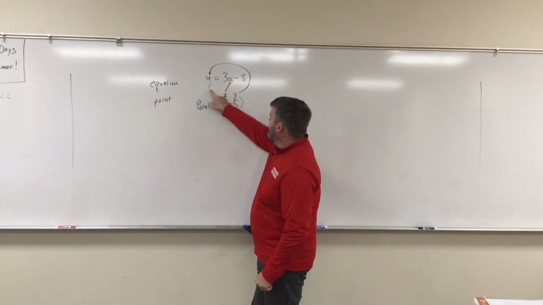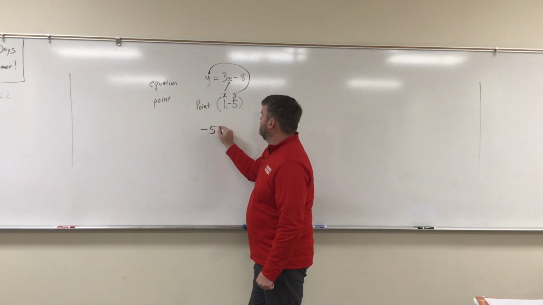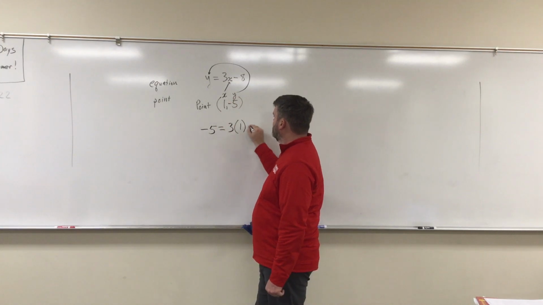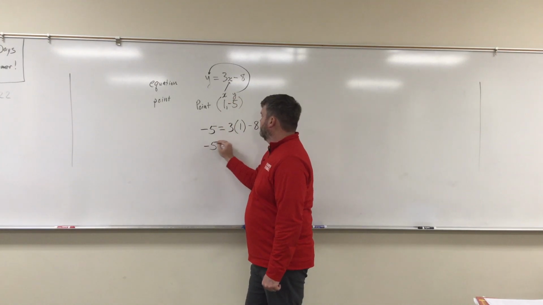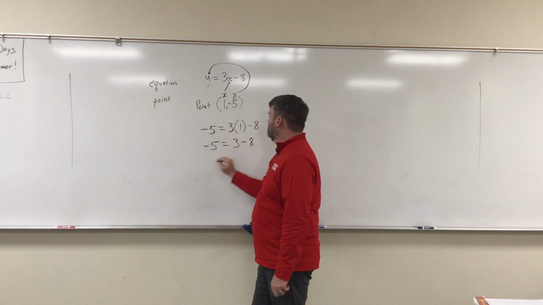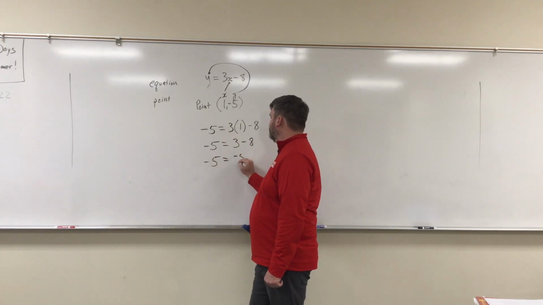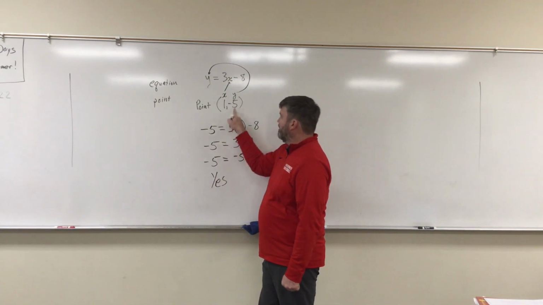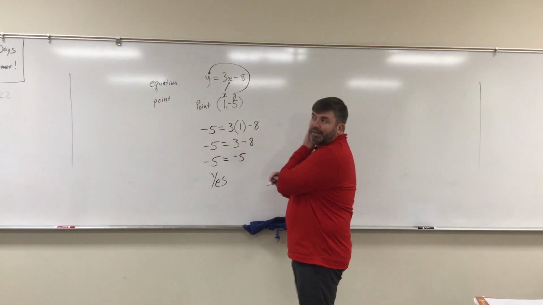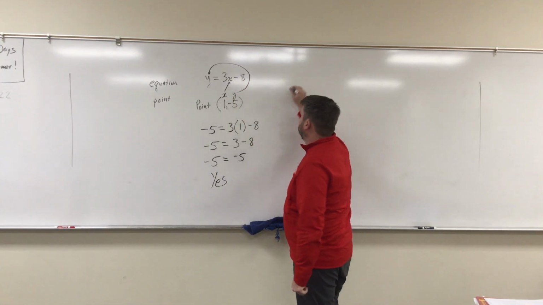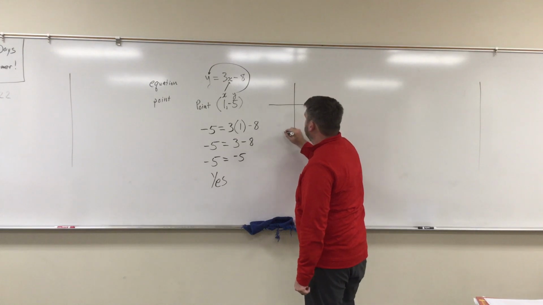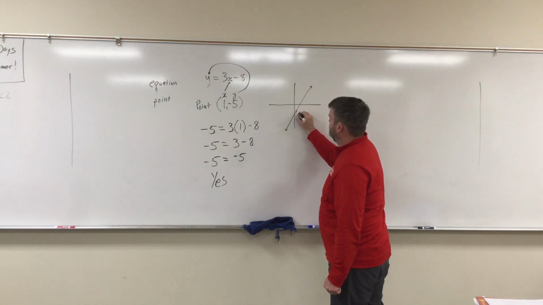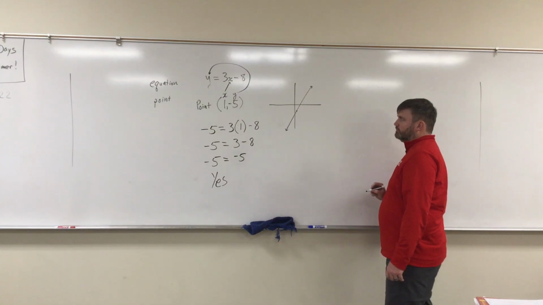So since y is negative 5, I'll have negative 5 equals 3 times x, which is 1, minus 8. So I get negative 5 equals 3 minus 8. Negative 5 equals negative 5. That is a true statement, so yes, that point is on that line. In other words, if we were to graph this line, it would look something like this, and that point of (1, negative 5) would be right there on that line.